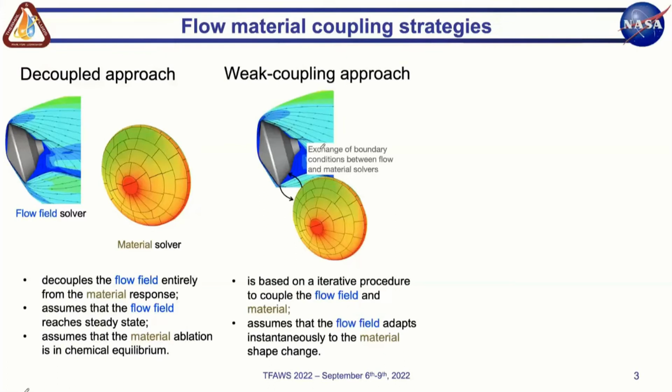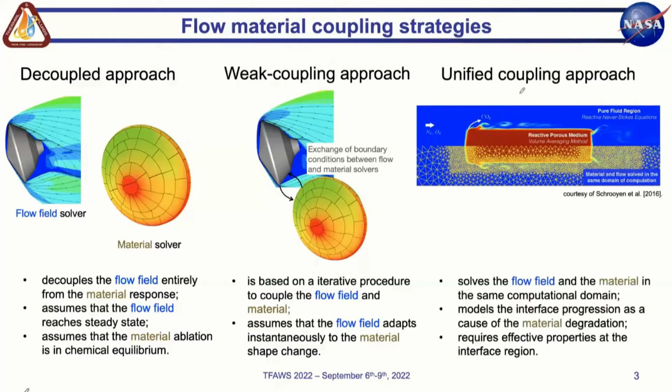A more advanced technique is the weak coupling approach, where the flow and the material exchange information through boundary conditions. You still assume that the flow is in steady state, and you have a sort of iterative process between this communication between both solvers. And the idea here is that the flow field adapts instantaneously to any shape change of your material.